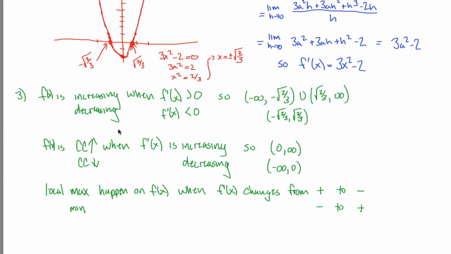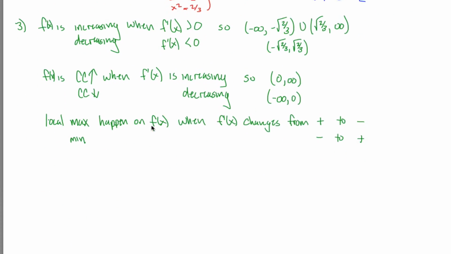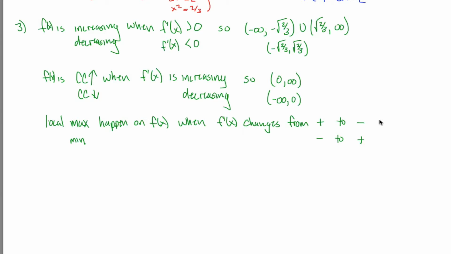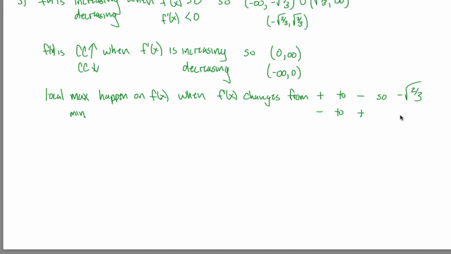Well, let's look at f prime of x here. I have it graphed. It looks like it changes from positive to negative right here at the negative square root of 2/3. So it changes from positive to negative at the negative of the square root of 2/3, and it changes from negative to positive right here. The derivative used to be negative, now it's positive. At this point it switched. That point is the square root of 2/3. So it has a local max there and a local min there.